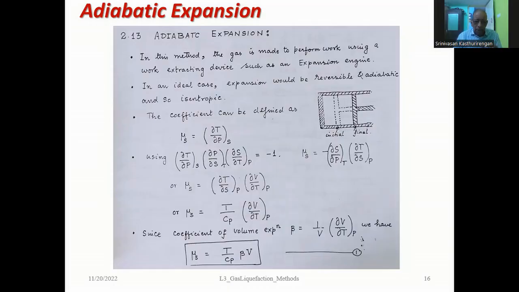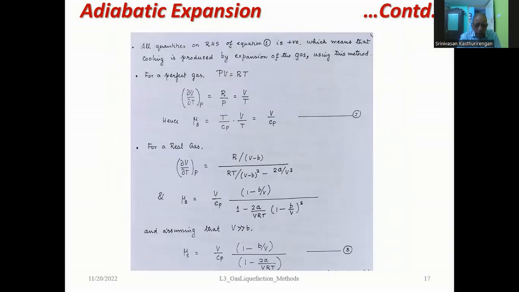Now, in this right-hand side, temperature is positive, Cp is positive, and the coefficient of volume expansion is also positive. Therefore, you will find the right-hand side term is 100% positive at all temperature levels. That means a positive coefficient, so adiabatic expansion produces cooling at all temperature levels.